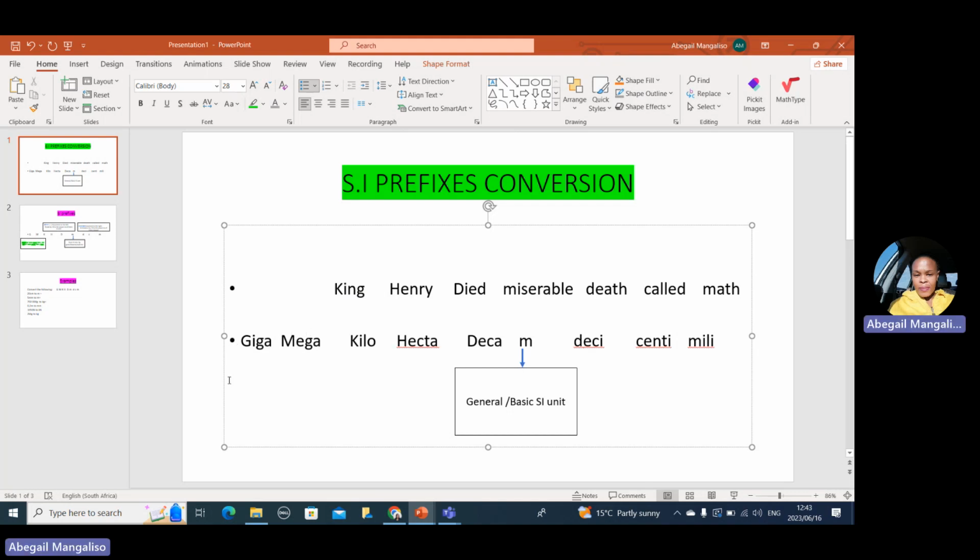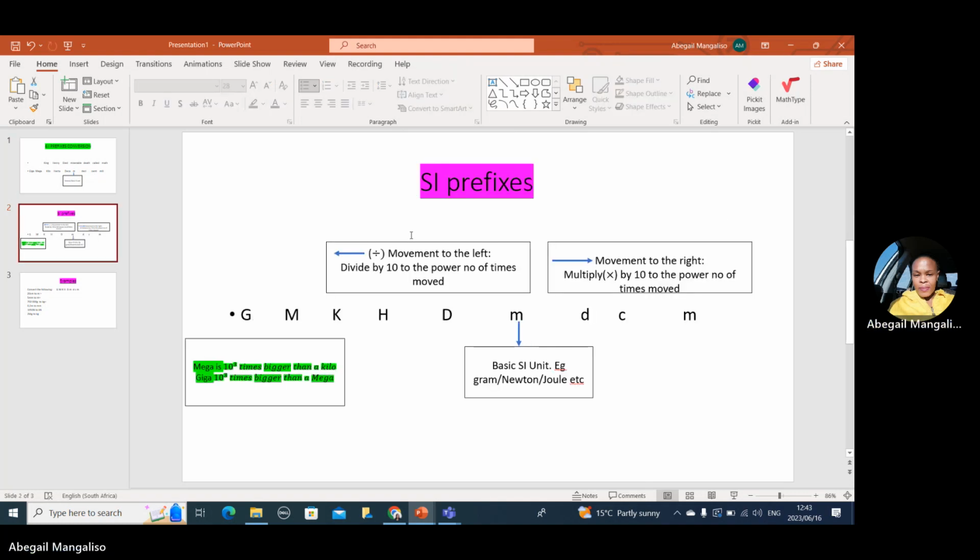Now, we just include these two. These are the most used prefixes in science. M is mega and G is giga. So let me take you through how to do the conversion.